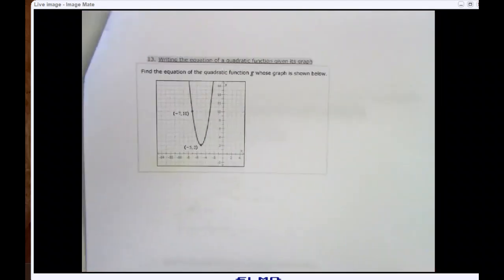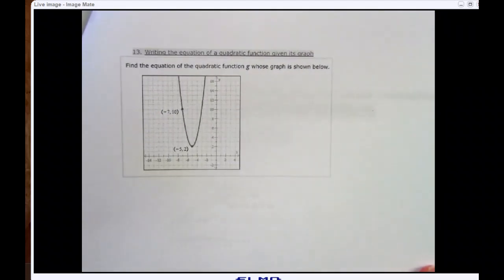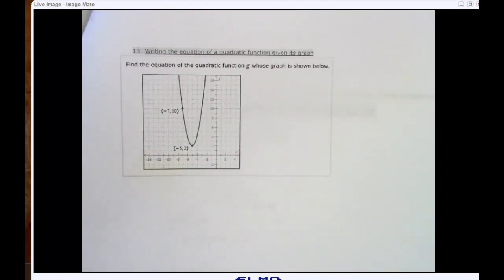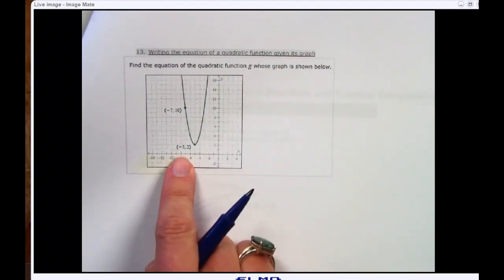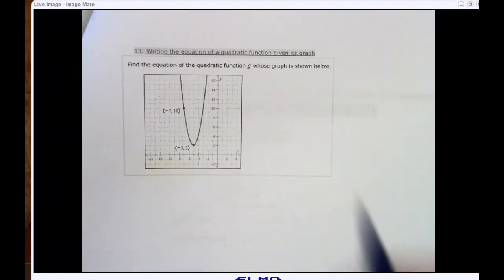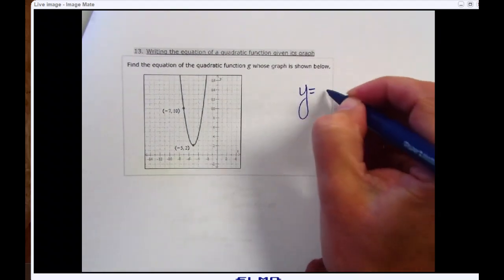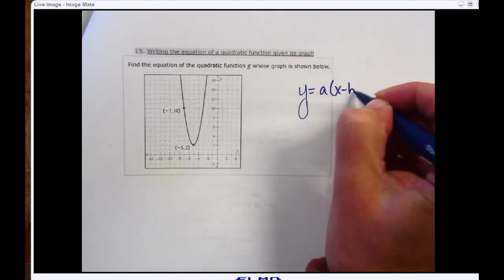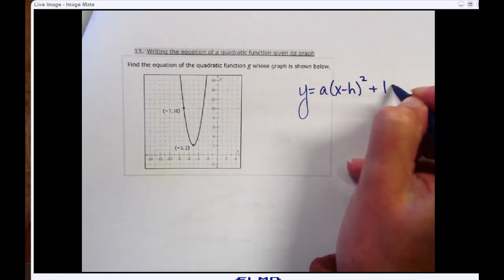I do want to do this one. We didn't cover this very much last year. I want the equation of that parabola. This is where I like to use this form because it gives me the vertex.